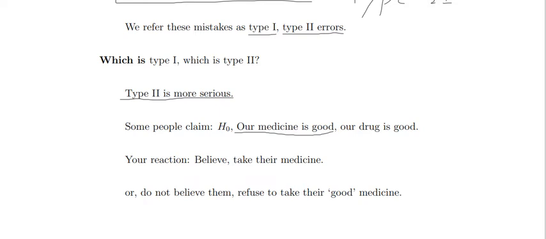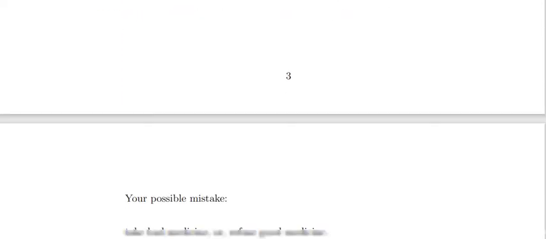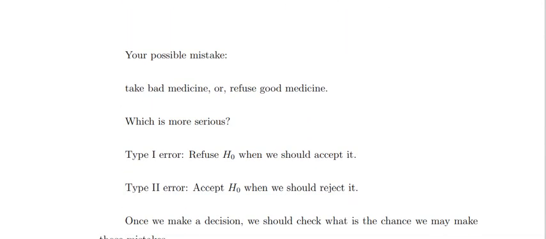Taking bad medicine is more serious, right? So we say usually type 2 error is more serious. So for other people's claim, our first reaction is to refuse, reject their claim, don't believe them, right? Only if we have enough evidence or enough information, then we can believe them. Okay, so this is type 1 error, type 2 error.